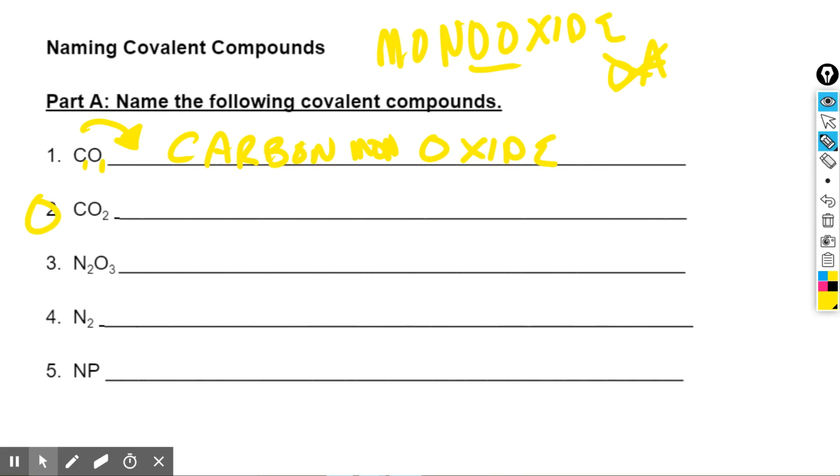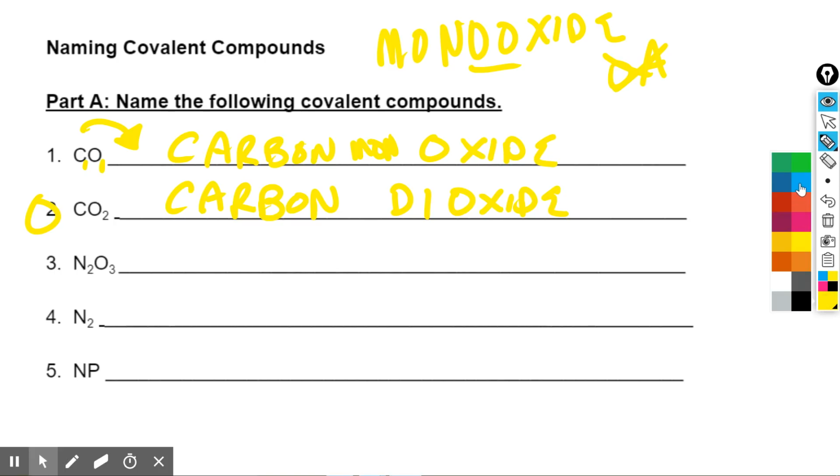The number 2, how are we going to do number 2? Carbon, oxide. What are the prefixes? 1 for carbon, so we don't write it on the first one. Di for the second one. Carbon dioxide.